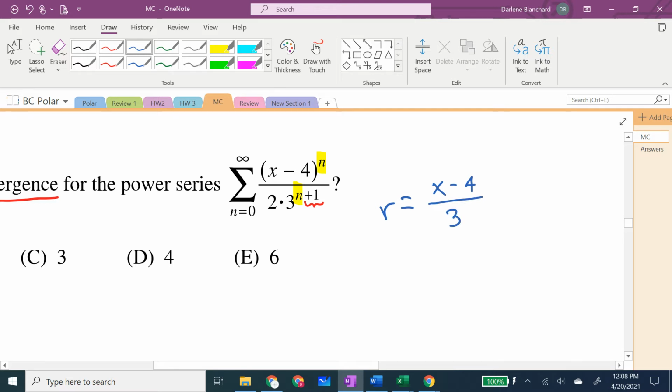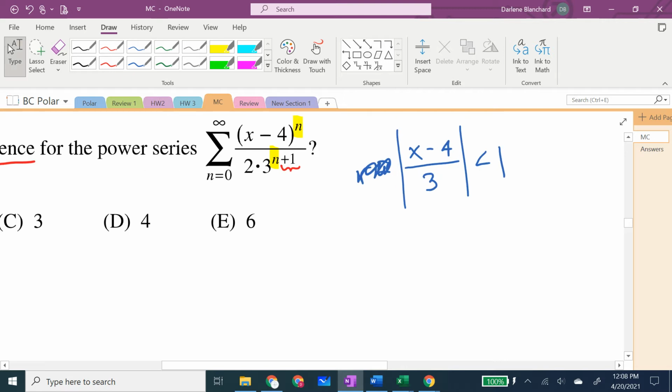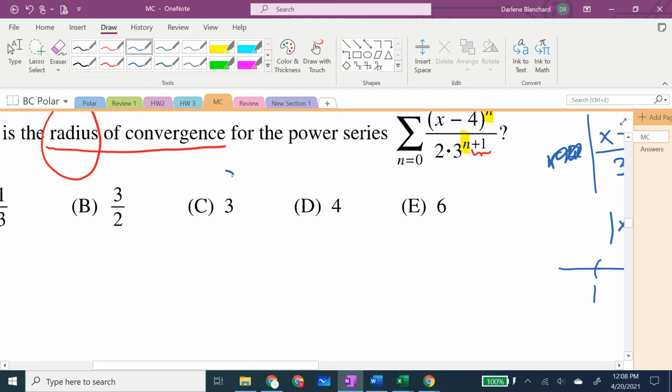This will converge if that absolute value is less than 1. And when I multiply the 3 over to the other side, I can see that this is telling me a center of 4 with a radius of 3. And all I needed was the radius, and so there it is.